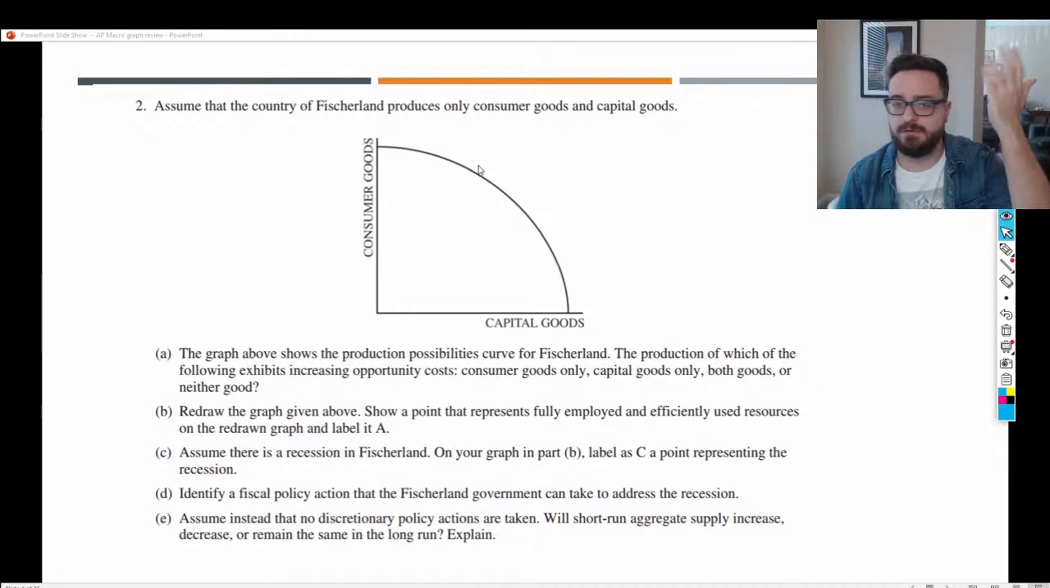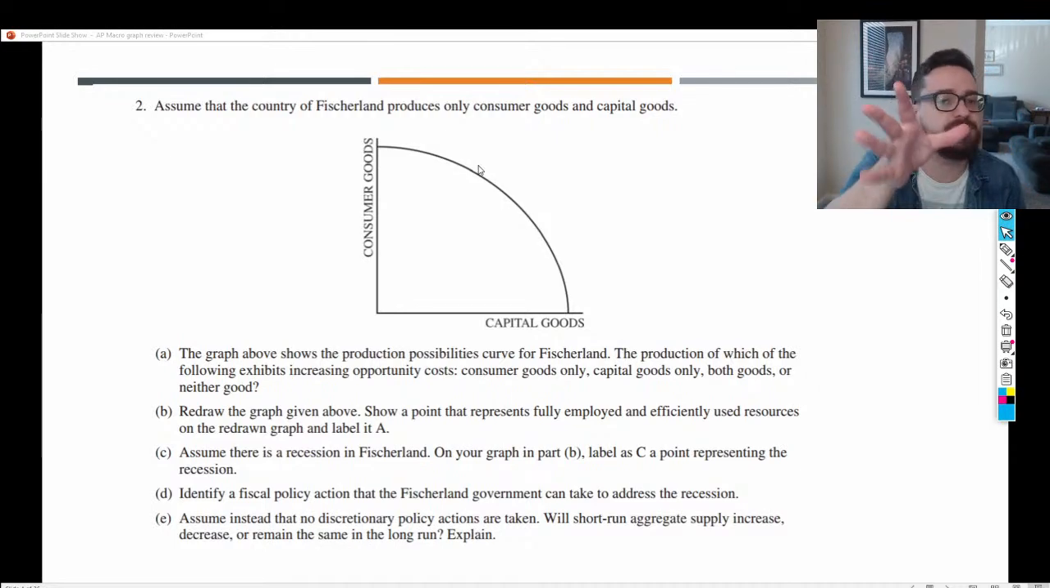Discretionary policy, which is the one the government actually chooses, is a change to government spending or taxes. Most of the time you're doing discretionary policy. On an FRQ, they really don't ever have you do automatic stabilizer stuff. Multiple choice, I might reference it.